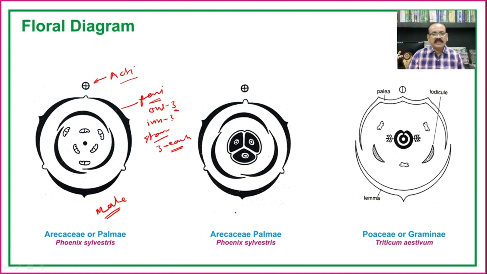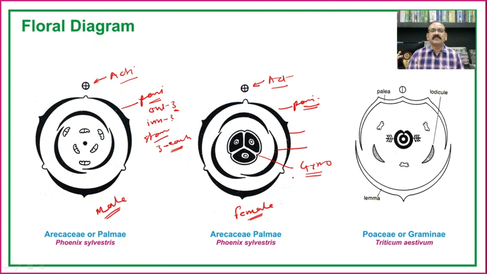But if we see the female flower, then again the condition is the same, that is actinomorphic. Then the perianth is the same as that of the male flower, that is outer whorl as well as inner whorl. The androecium is absent and the gynoecium is present in the form of a tricarpellary condition, that is trilocular, with one ovule in each locule and presence of axile placentation or basal placentation.